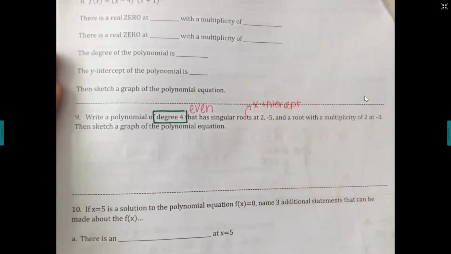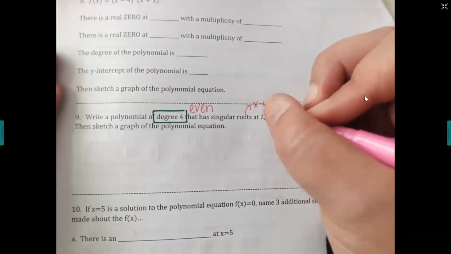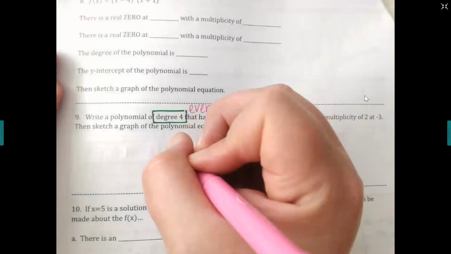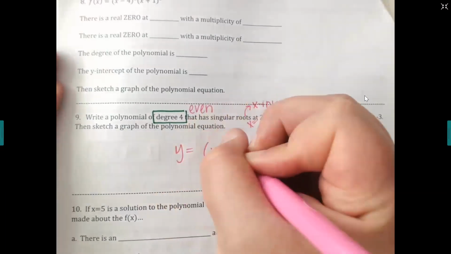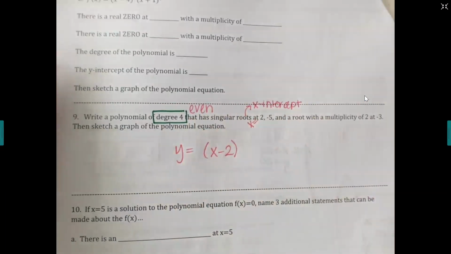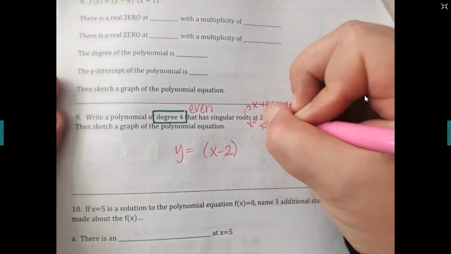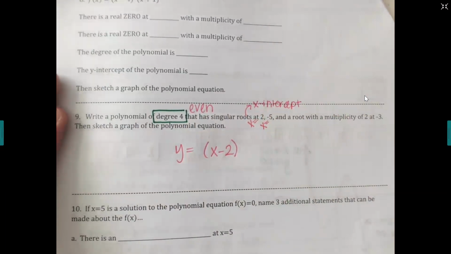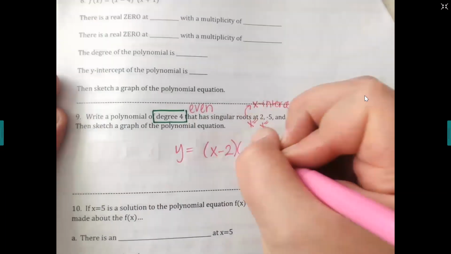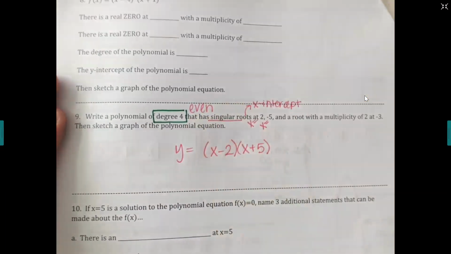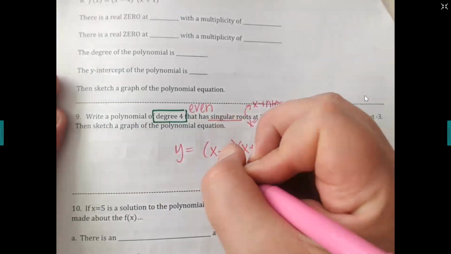So if I want to have an x-intercept at x equals 2, what would the parentheses have said? X minus 2. What if I want to have another x-intercept at x equals -5? That would be x plus 5. Now notice that it says those are singular roots. Remember, a singular root means that it's going to pass at the x-axis.